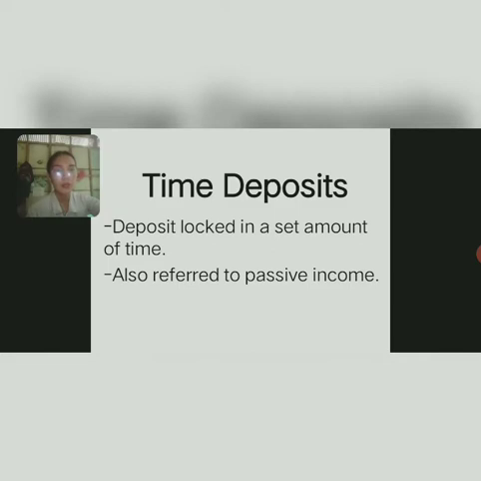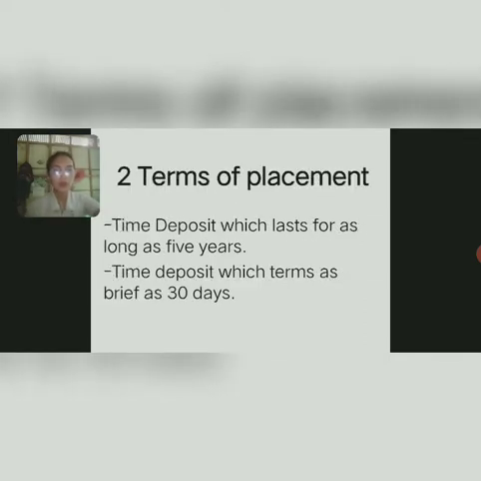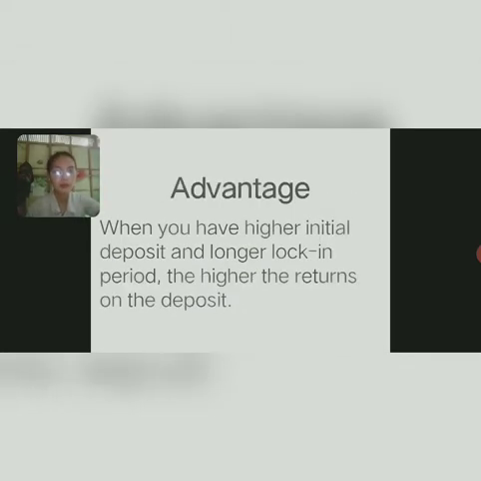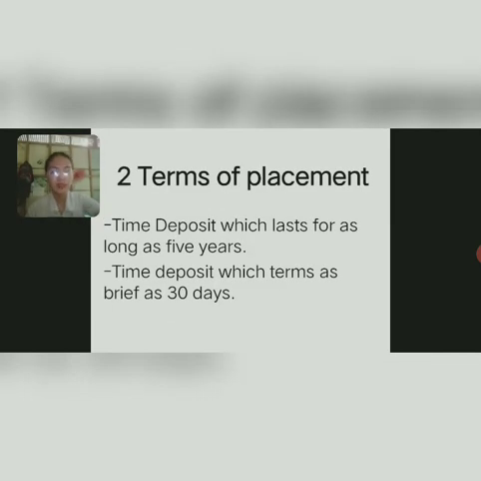Next, time deposits. A deposit locked in for a set amount of time, also referred to as passive income. There are two terms of placement, or the length of time wherein the deposit will remain in the bank: a time deposit which lasts for as long as 5 years, and a time deposit with terms as brief as 30 days. We have this term in time deposit which we call the locked-in period, also known as term of placement, maturity, or tenor. This is the length of time that the deposit remains in the bank.